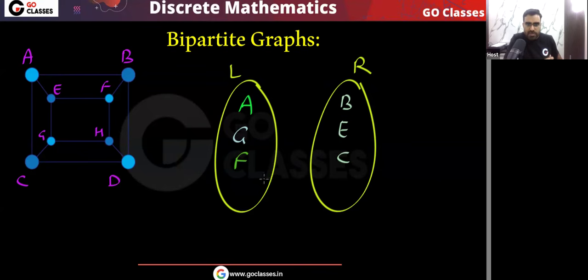So this vertex H, remember, I cannot put here. If I put it here, then these will be adjacent. F comma H, they are adjacent, you can see. So I cannot put vertex H here. So let me put this vertex H here.